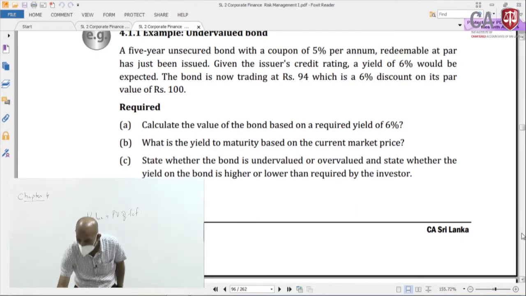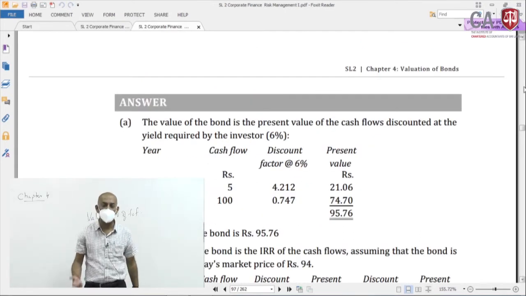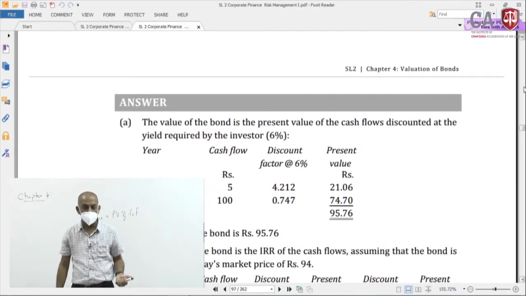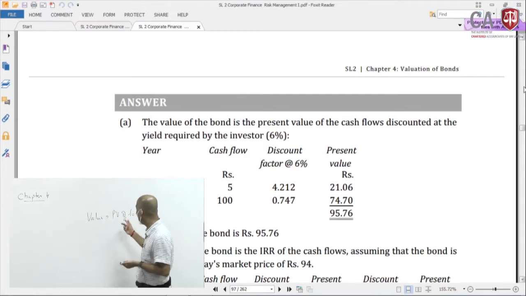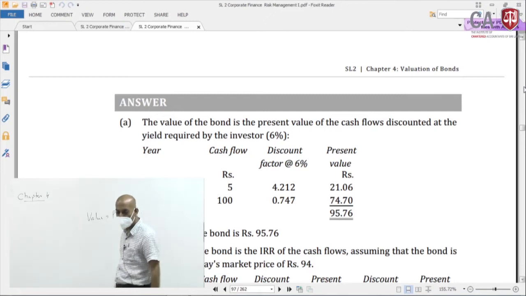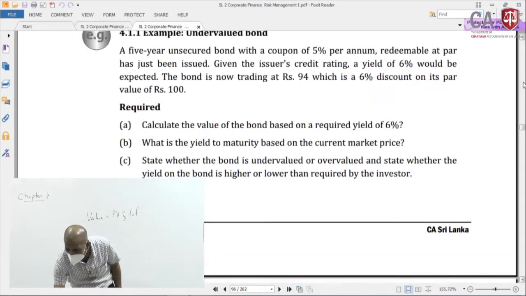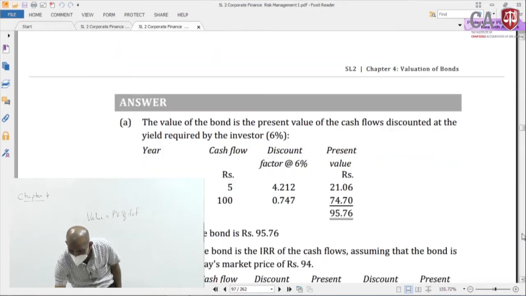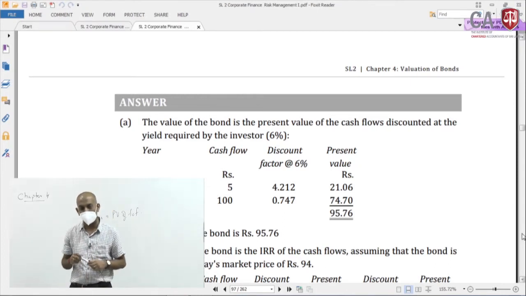So year 1 to 5, 5 rupee interest you get, nominal value at the maturity 100 rupees. So you are discounting to present value. In order to calculate present value, you need a discounting rate, that's the return requirement of the investor. They wanted you to calculate at a 6% yield. 6% yield the investor wants, the required yield is 6%. On that basis, your value of the bond is 95.76.